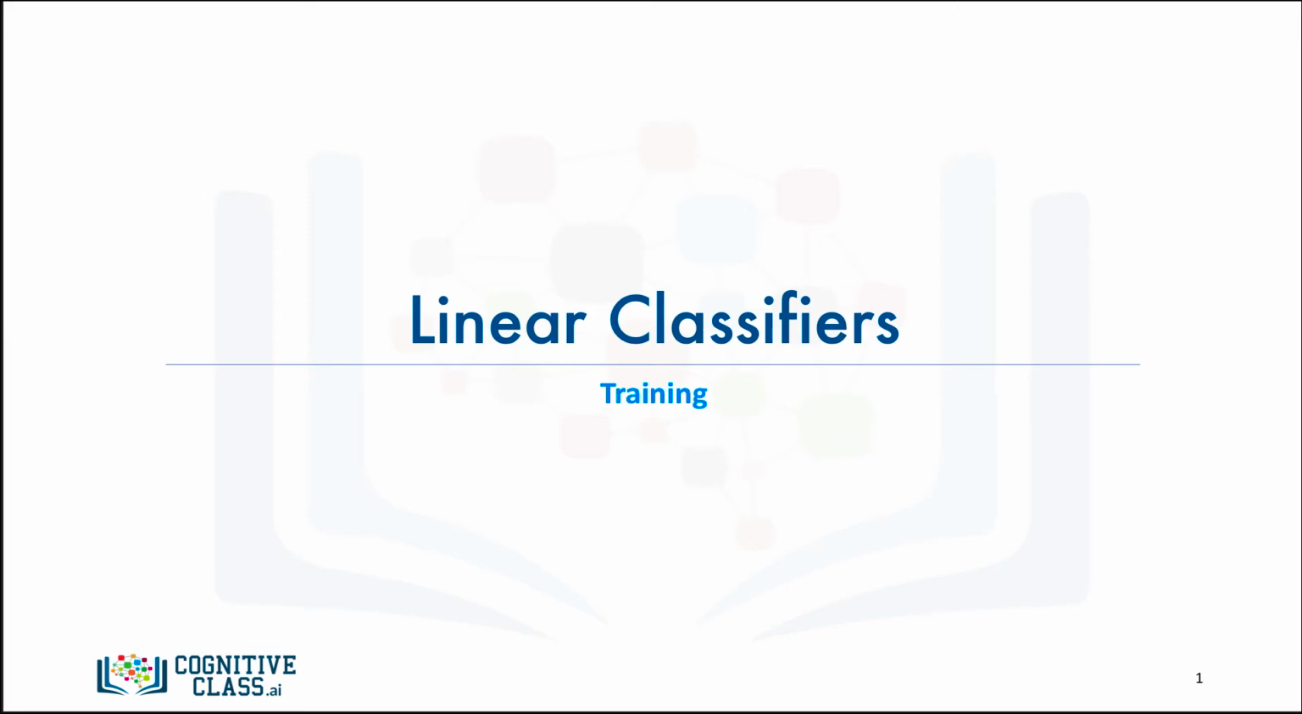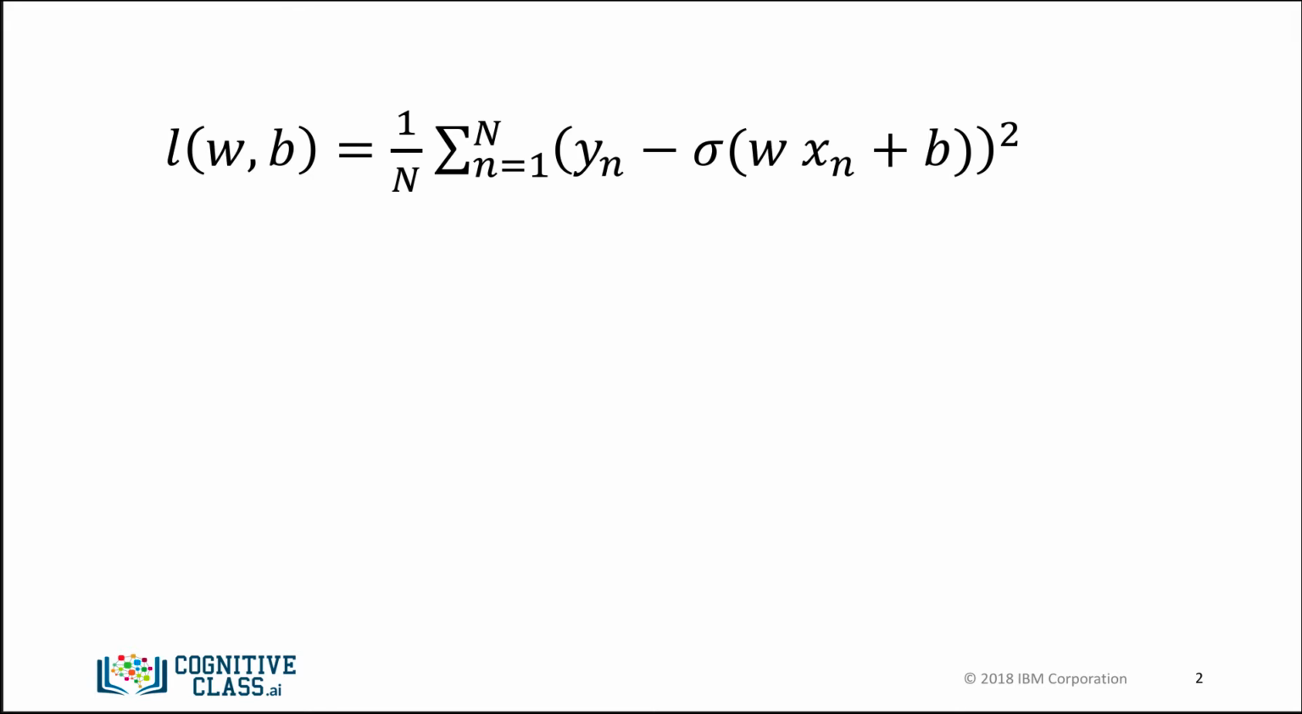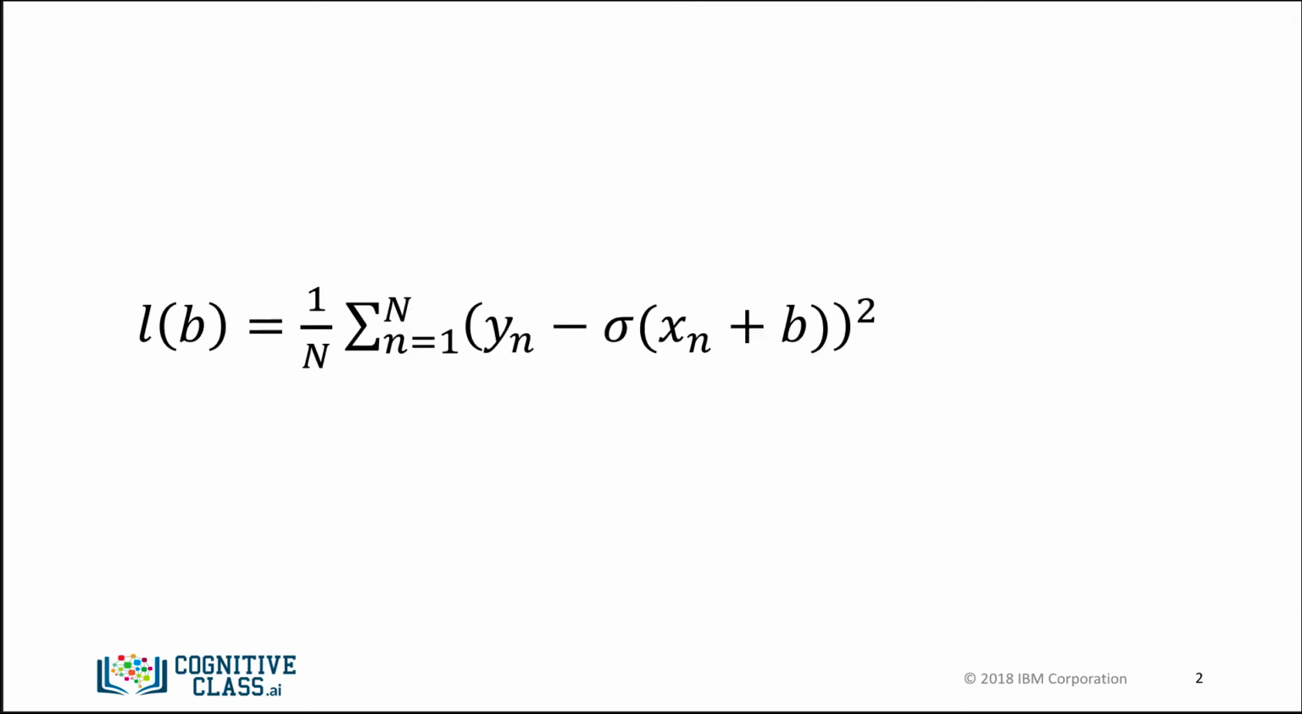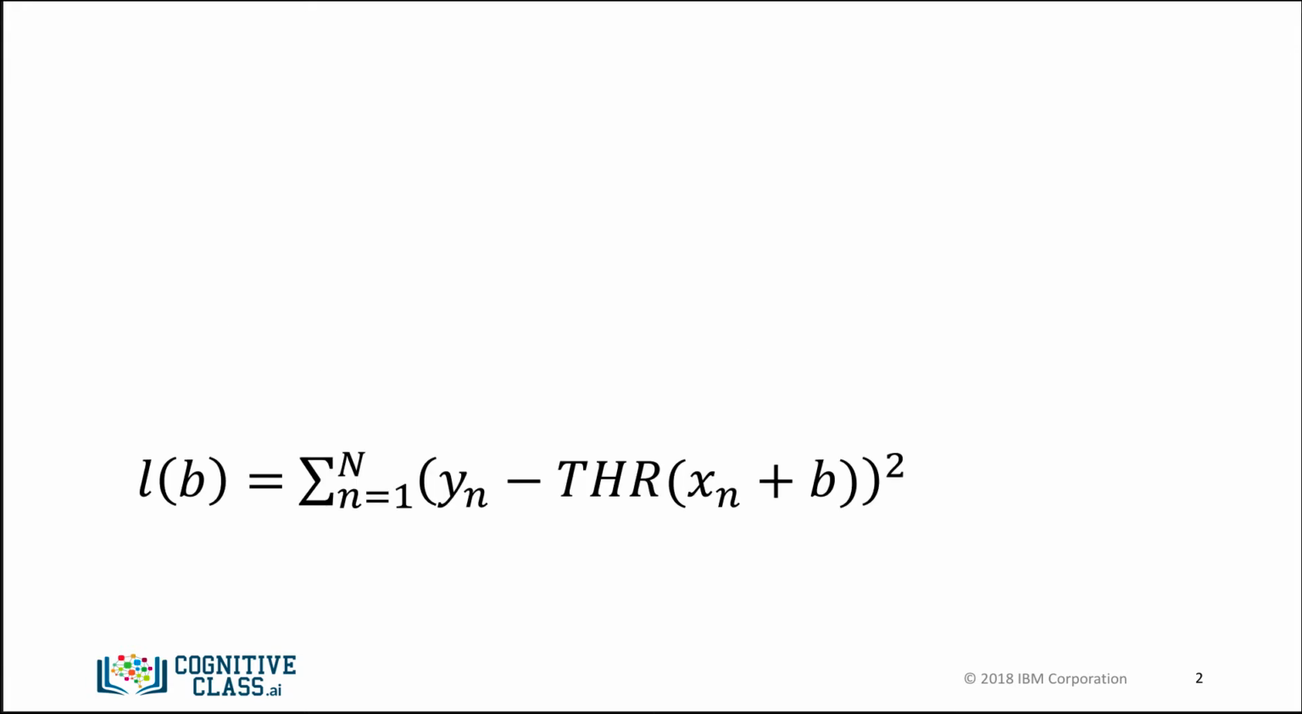In this video, we'll discuss linear classifier training. Our total loss or cost function for logistic regression looks something like this. It looks pretty similar to linear regression, except we have that little logistic term. We can do a simplified example where we'll only look at the bias term, and we'll also look at how the threshold function behaves, because it's a little easier to understand.